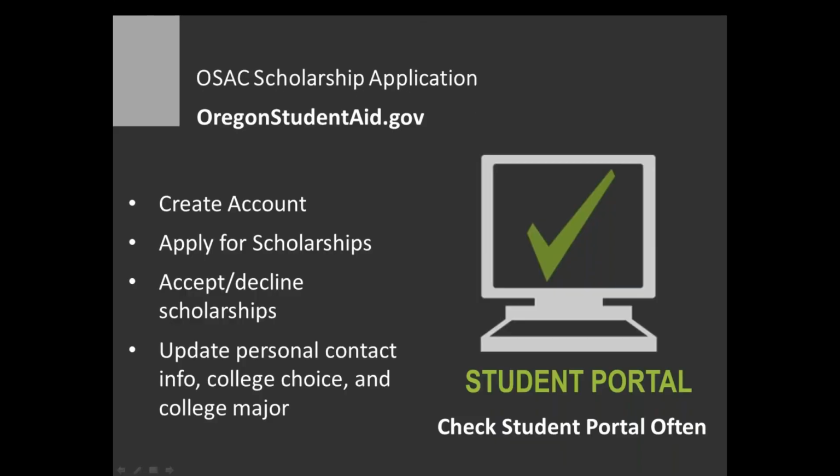To do the scholarship application, you log on to OregonStudentAid.gov and click the green student portal button. Here you create an account, you apply for scholarships, and you also apply for Oregon Promise and the Child Care grant when it is open. You would also accept or decline any scholarships you may receive, and update your personal contact information, your college choice, and your college major. So again, everything for OSAC is done through our student portal.